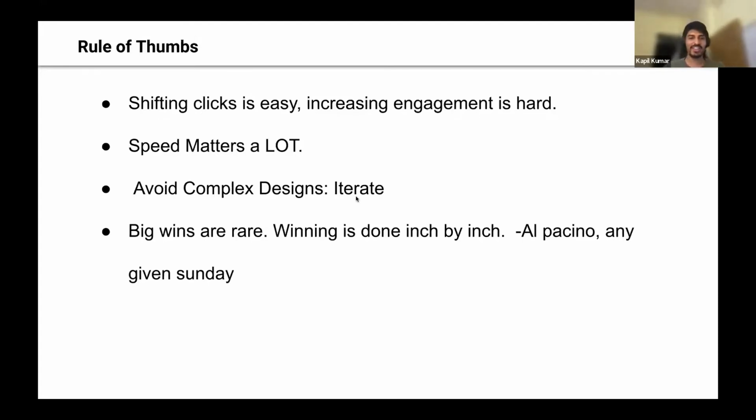The fourth thing is that big wins are rare. You may always target, okay, I will increase the CTR from 50% to 55% or 20%, but that is usually not possible. And this is a famous quote by Al Pacino in Any Given Sunday: big wins are rare, winning is done inch by inch. So focus on small wins. Of course, big wins are good, but small wins are equally valuable.